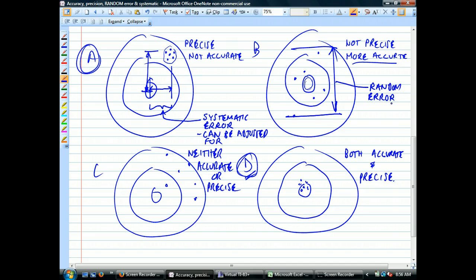And this could be related to a number of things. For example, maybe they're breathing too heavily, or maybe they're nervous, so they're shaking around. But in our case, in the laboratory, it is typically due to uncertainty in measurement.